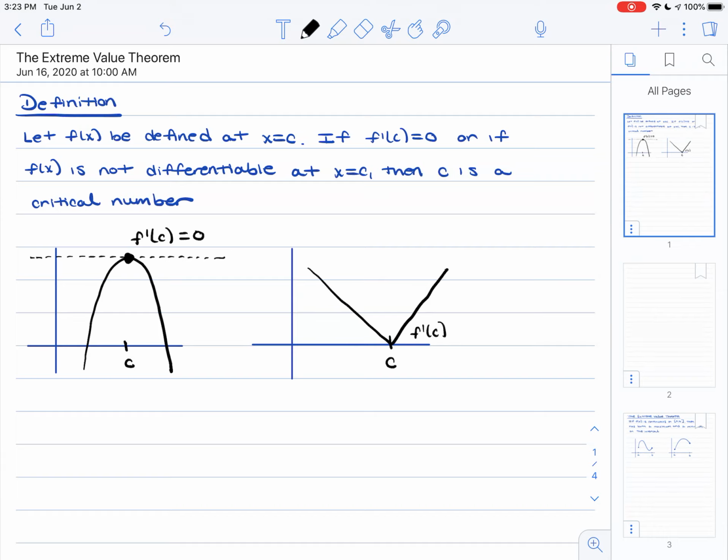All right, so let's find the critical numbers for each function. Let's start with f of x is equal to 2x cubed plus 6x squared. So this is our function.